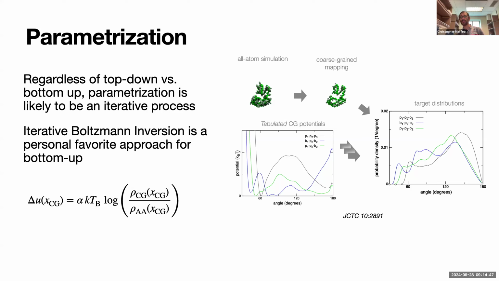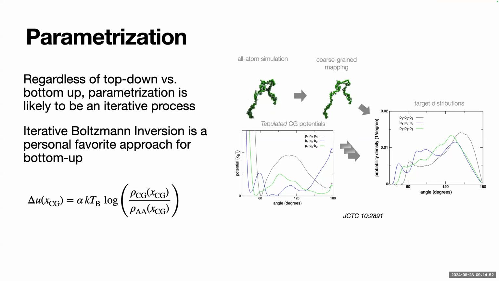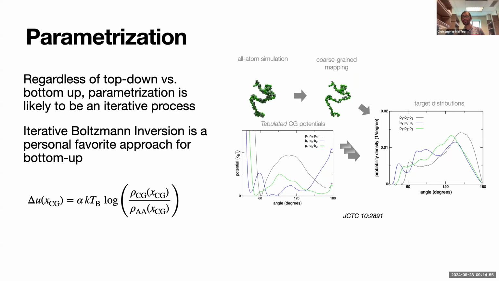So the idea is basically that you run an all-atom MD simulation and you map it into a coarse grain representation. And then from that coarse grain representation, you extract target distributions. Here I'm showing a few different angle distributions in this model. You can then take those target distributions and apply Boltzmann inversion, which is just the log of the distribution times kT, and get a potential out of it.